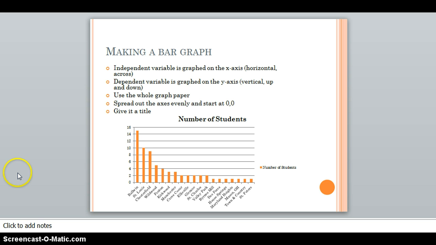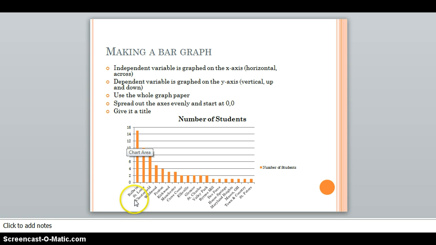When creating a bar graph, there are some important things to know. First of all, it's easier to read your data if you use the entire page of your graph paper. Secondly, all bar graphs and all graphs in general need to have a title. So in this case, I gave the graph the title number of students. Also, all graphs begin at the point 0, 0. In the case of a bar graph, we don't have values along the x-axis. We have distinct categories. But in a line graph, you should always start at 0, 0.